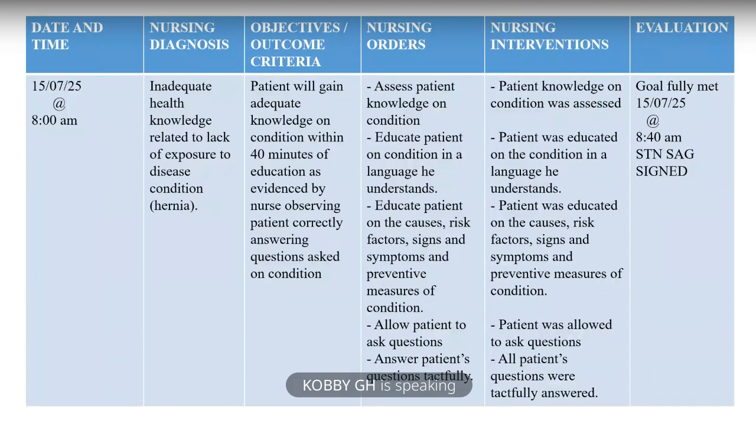Then the objective or outcome criteria. Patients would gain adequate knowledge on condition within 40 minutes of education, as evidenced by nurse observing patient correctly answering questions asked on condition. Nursing orders: assess the knowledge on condition, educate patients on condition in a language he understands, educate patients on the causes, risk factors, signs and symptoms, and preventive measures of the condition. Allow patients to ask questions, and answer patient questions tactfully.